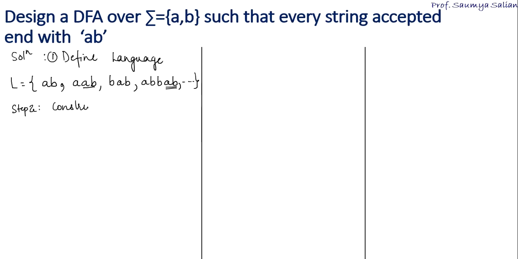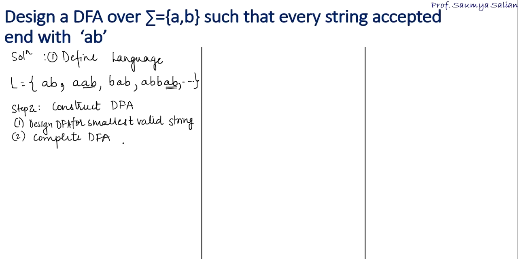Step 2 is to construct the DFA. So we know the rules. First we have to construct the DFA for the smallest valid string. Next step is to complete the DFA. So let's proceed. From state Q0, which is the initial state, the smallest valid string in the language is AB. That is, Q0 on input A will reach state Q1 and on input B will reach the final state, because AB is a valid string in the language.